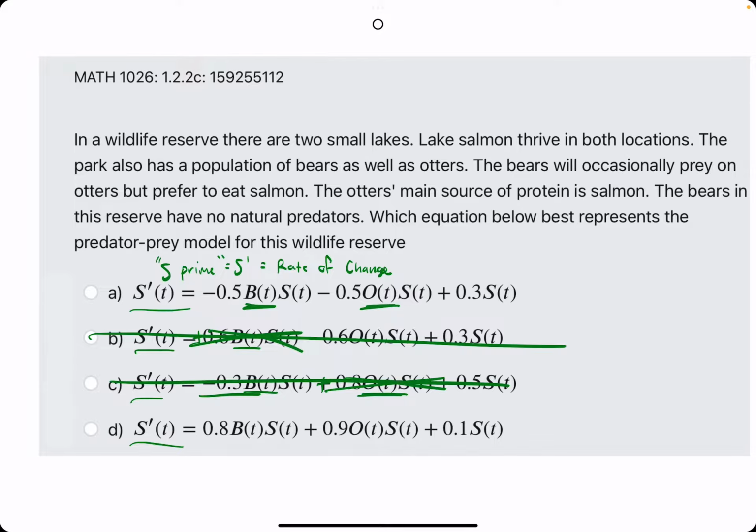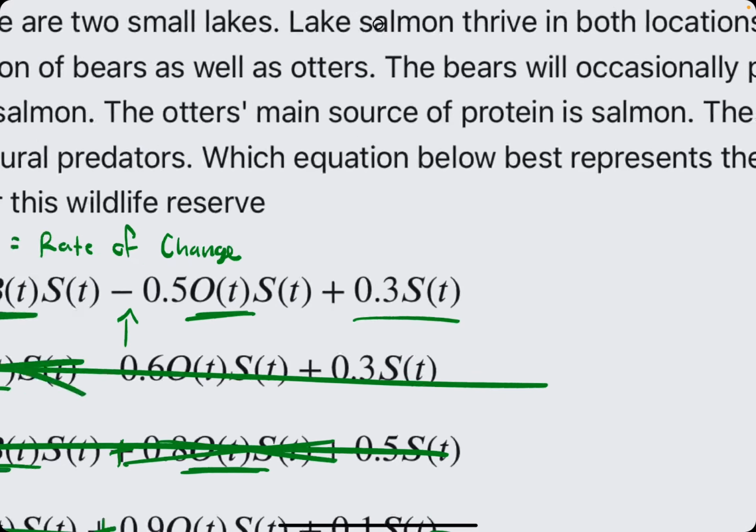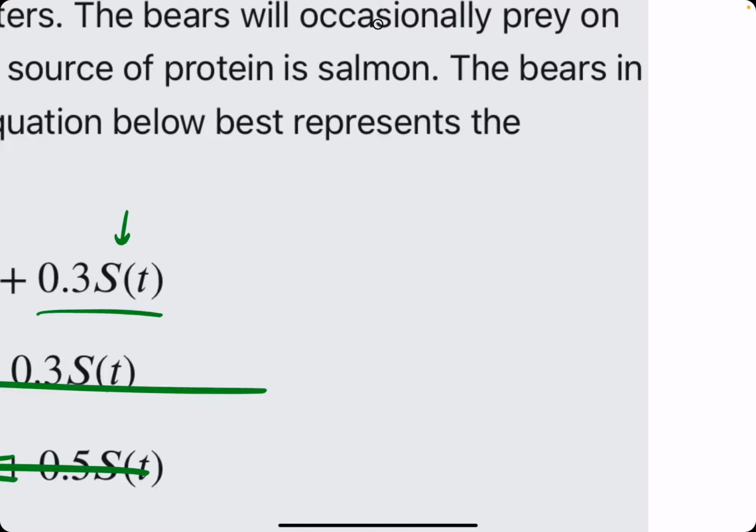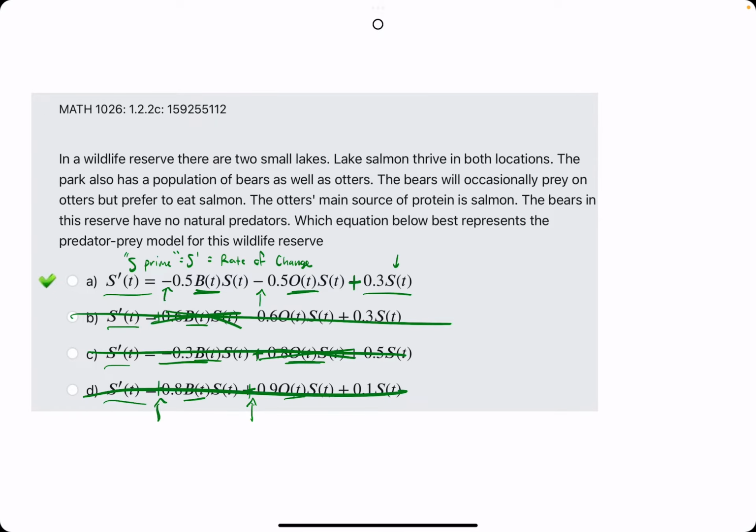And then when we look at D, it looks like B and O, the bears and otters, have a positive effect on the amount of salmon, which can definitely not be right. And so we want to pick the answer that has a negative in front of the B and a negative in front of the O, because that's telling us that the salmon population is going down if there are more bears and more otters. And that's practically it. And then just because salmon are at the bottom, the more salmon there are, that is going to have a positive effect on the number of salmon.